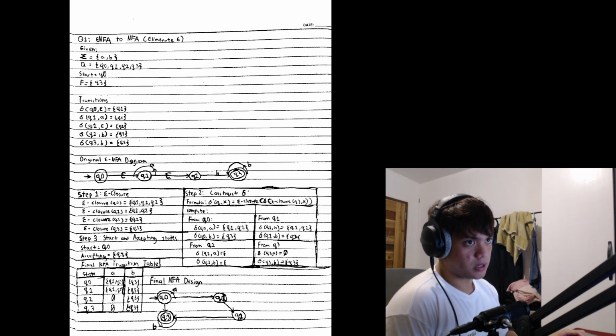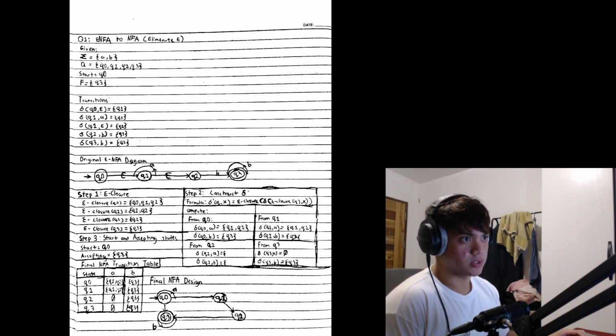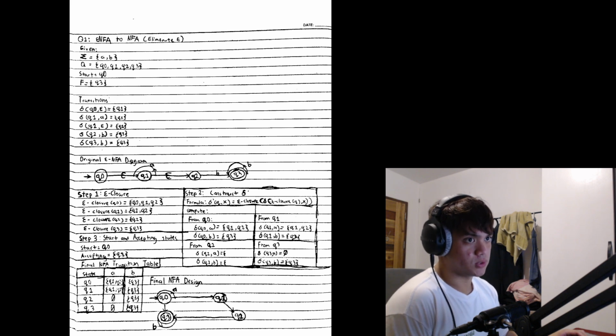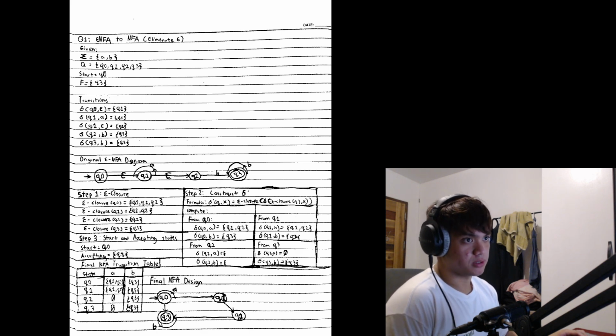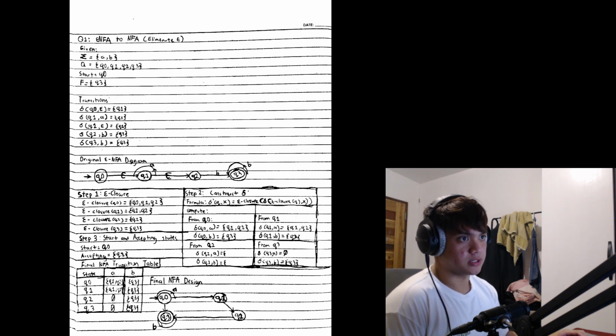From Q1 on A, epsilon closure of Q1 is Q1, Q2. On A, Q1 goes to Q1. Epsilon closure gives Q1, Q2. From Q1 on B, from Q1, Q2, Q2 goes to Q3 on B. So we get Q3. From Q2, no A transition, so empty set. On B, we get Q3. From Q3, no A transition. On B, we get Q3.